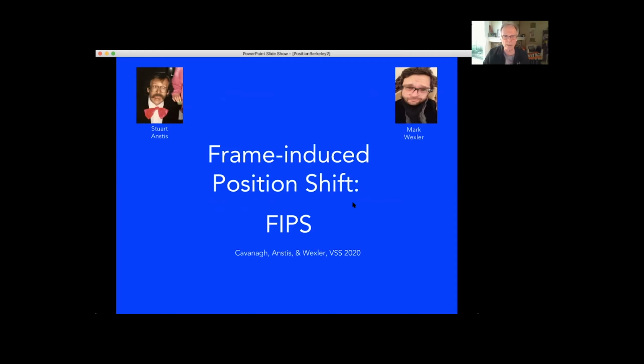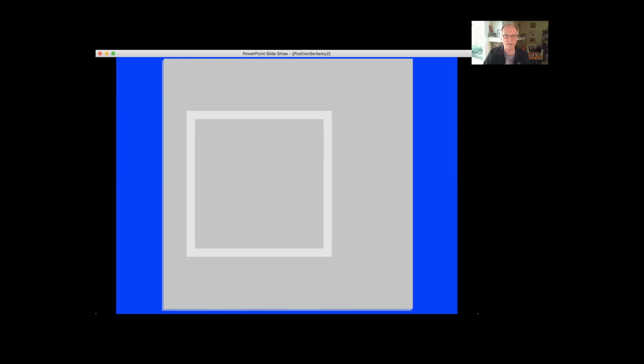But let me get through what I wanted to tell you here today about the frame-induced position shifts. Now, many of you had the VSS poster, so you've probably seen all of these, but let's go through them. Okay, so this is what we're talking about. Now, here are two red dots. They're actually physically lined up.